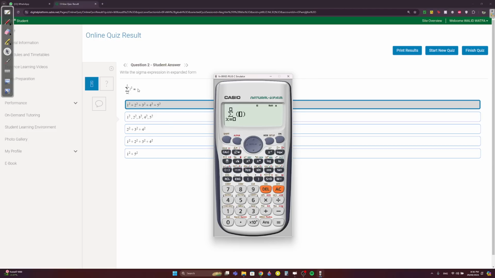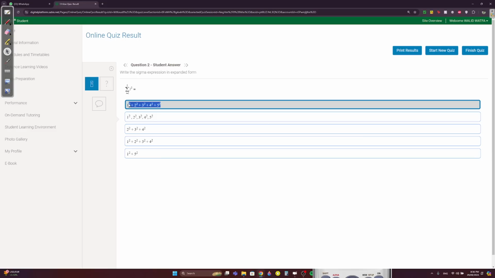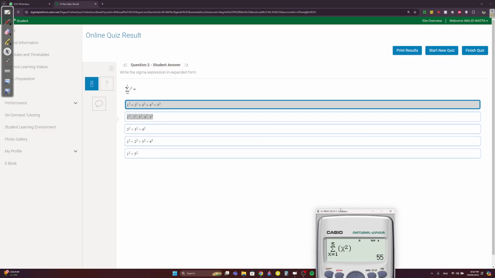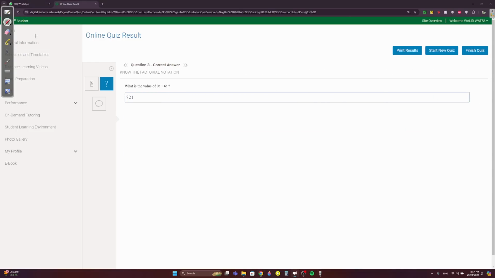Anyway, for sigma, you put here x squared. It doesn't have to be the same letter, it can be x, as long as it's a variable. Then you go down, it starts at 1 and goes up until 5. If you add these up, you get 55, but they're not asking for that answer. They're asking for something else. Okay, you have to use the way I showed you. Here, you can use the calculator.